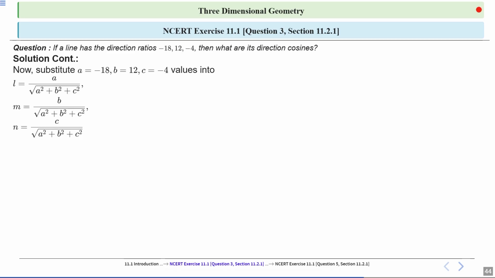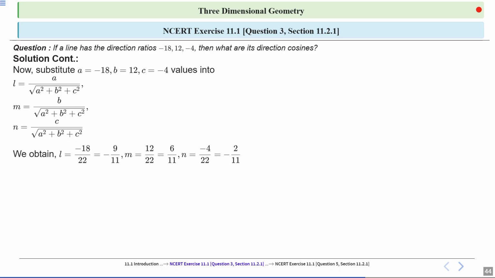So let's recall the formulas for direction cosines. The direction cosines L equals A divided by square root of A square plus B square plus C square. M equals B divided by square root of A square plus B square plus C square. And N equals C divided by square root of A square plus B square plus C square.